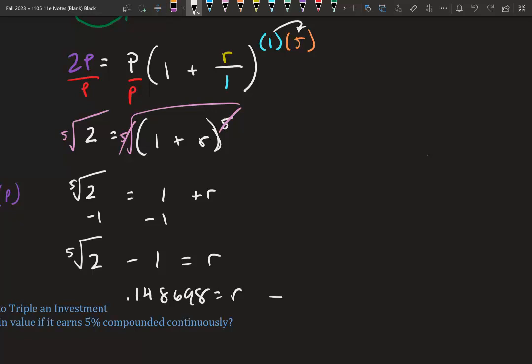So as a percentage, we have 14.87%. There's a 9 next to it, that's why we round up. So what we just found was the annual rate of interest to double the principal in 5 years is 14.87%. So if you wanted to put $5 in, and in 5 years you wanted $10, you would need an interest rate of about 15% in order for that to happen.